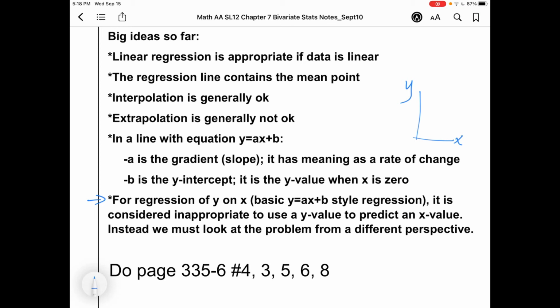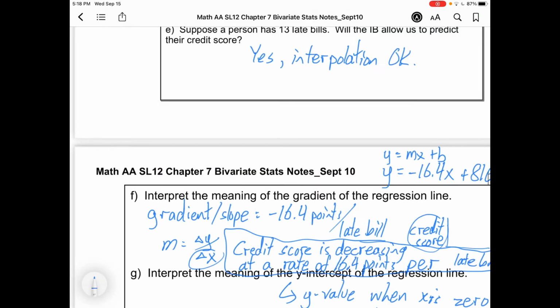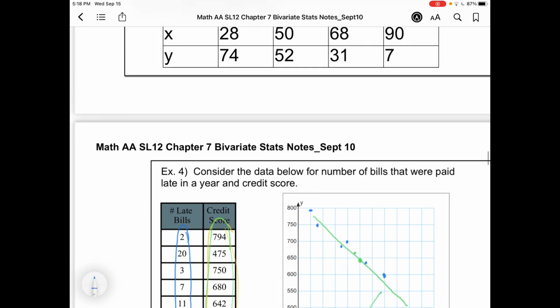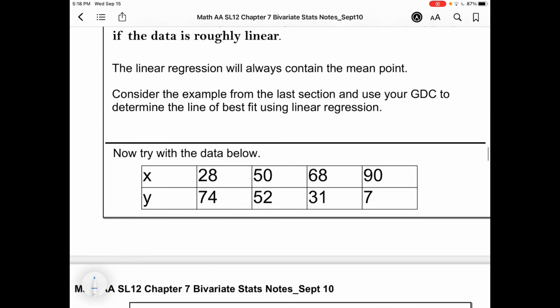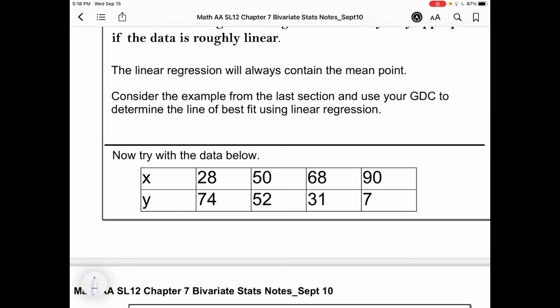So before we get to the practice over here, why don't we just make sure that we can do this in our calculators using just a sort of abstract example. We've got these points: 28 and 74, 50 and 52, 68 and 31, 90 and 7. Take 2 minutes, throw that data in your calculator, and find the R value and the y on x regression. You can pause.